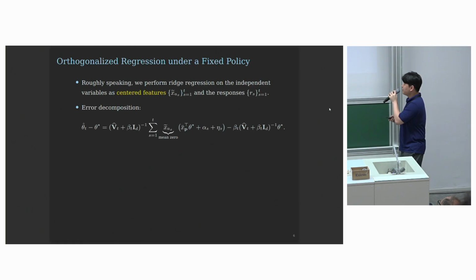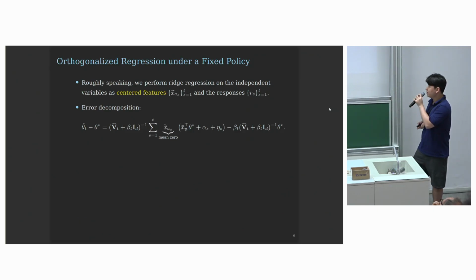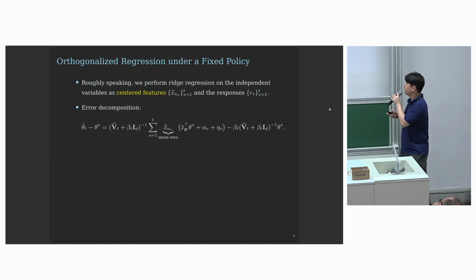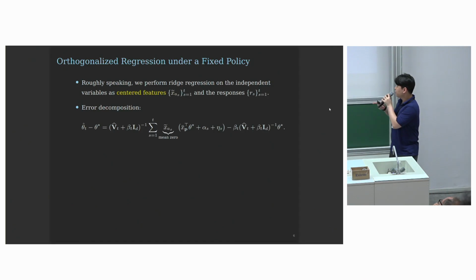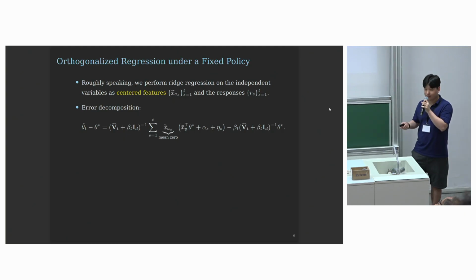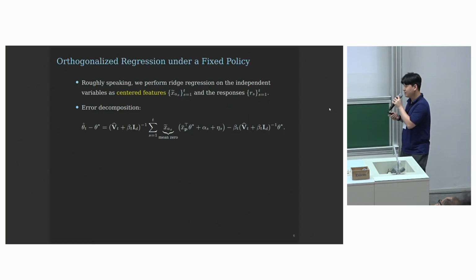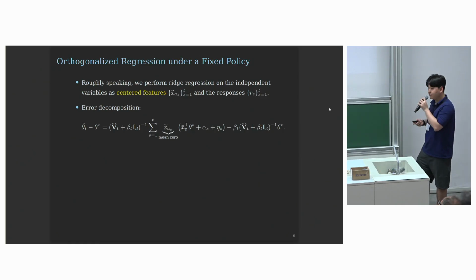To describe the estimator's consistency, it follows from the following error decomposition. When we decompose our error, as shown here, the second term is the standard bias term in ridge regression, so it can be controlled easily. For the first term, there is a summation term, and we can see this term is a martingale, since tilde x is the centered feature and has mean zero. So we can guarantee some consistency of the estimator.